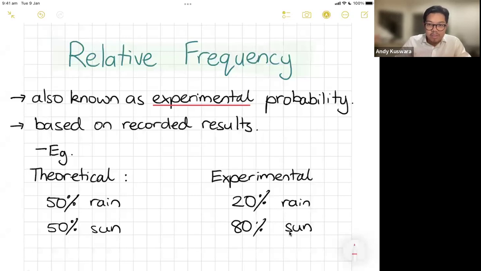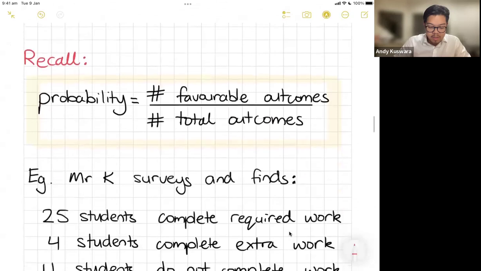So again, relative frequency is within the realm of probability. We still calculate it the same way. It's just that one is based on recorded results. Hopefully that makes sense.